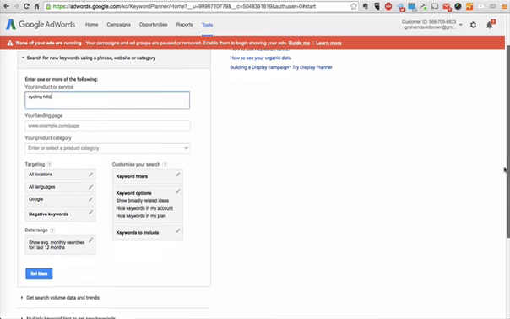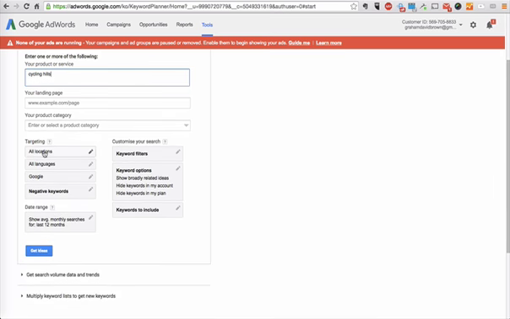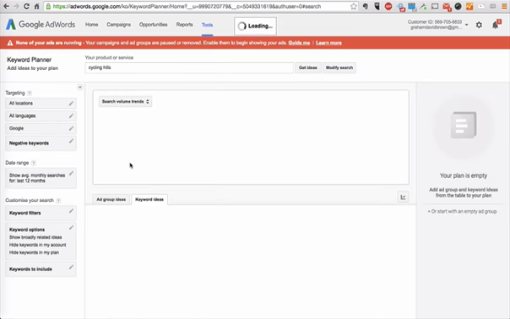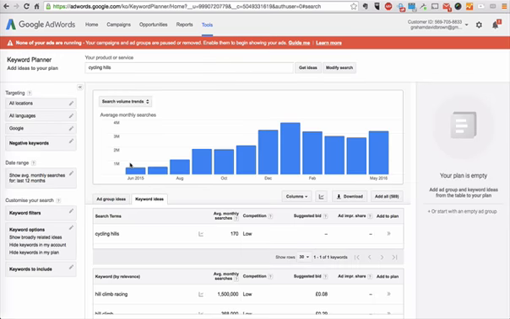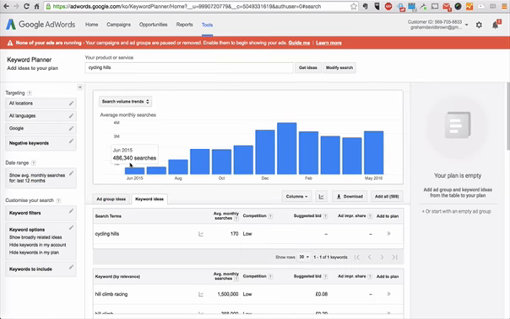Don't worry about the other stuff at the moment. If you're targeting a specific location for your service or product, you can add that in here, but I'm not going to do that. Same with languages and so on, but I'm just keeping this real basic. I'm going to type cycling hills and then get ideas. And what's happening now is Google's going to return some data for me, tell me what's going on with the searches. So let me explain what we're looking for here.